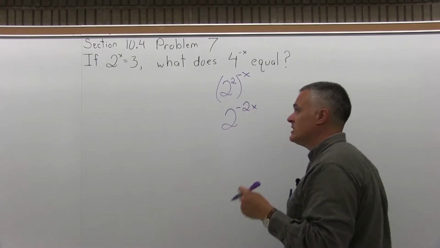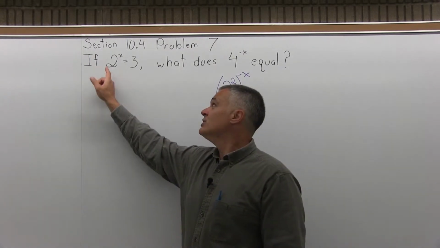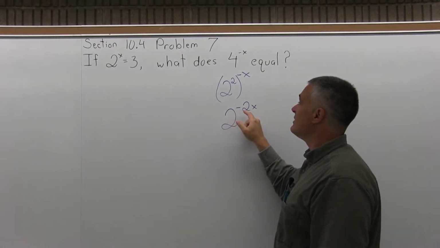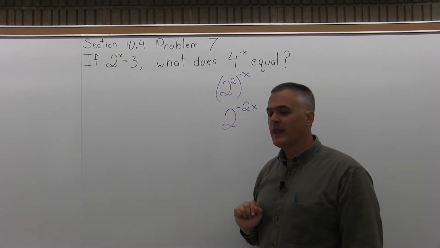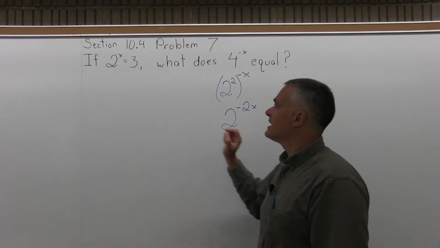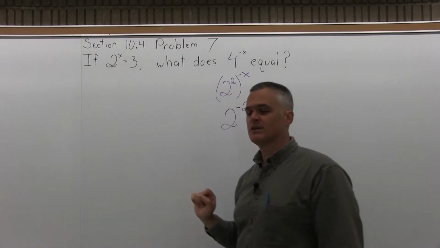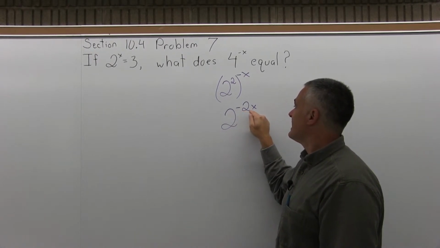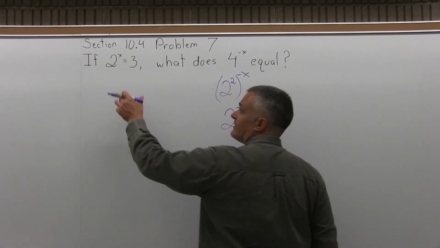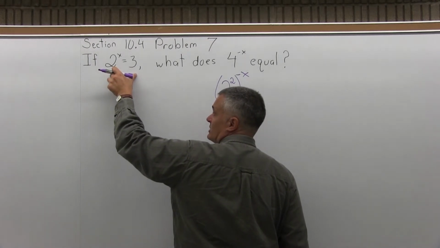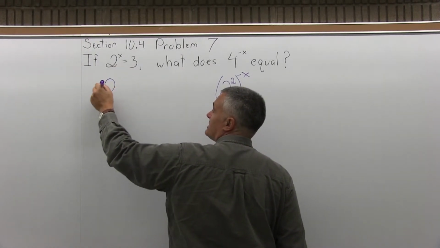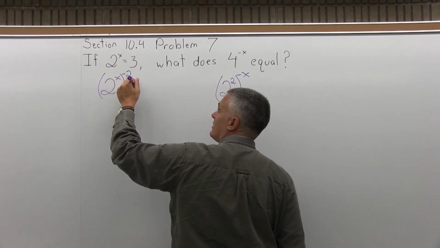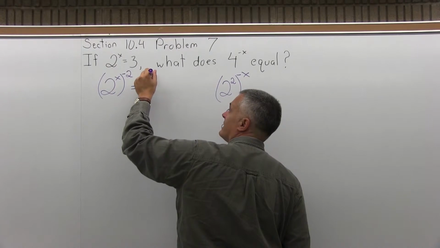So let's restate the question as, if 2 to the x power equals 3, what does 2 to the negative 2x power equal? Well, now I have something that I can change 2 to the x power equals 3 into. What's different is I'm looking for 2 to the negative 2x. Well, I can take the equation that's given, 2 to the x equals 3, and raise both sides to the negative 2 power. So I'll have 2 to the x to the negative 2 power equals 3 to the negative 2 power.